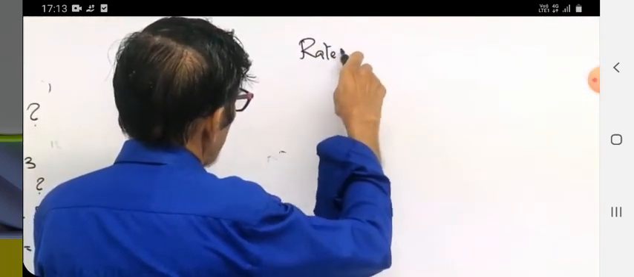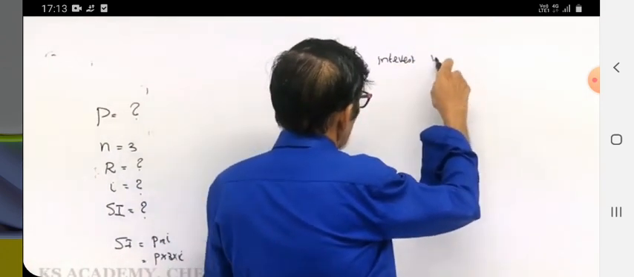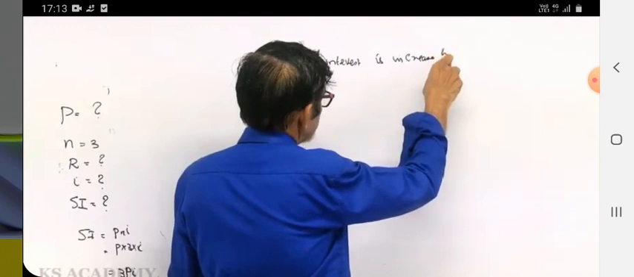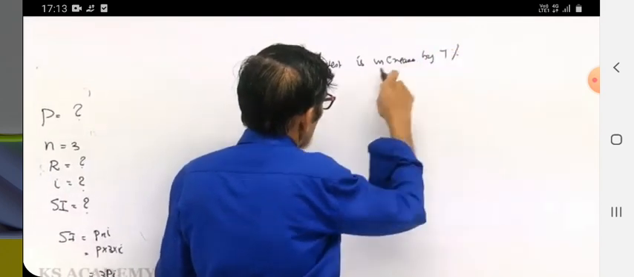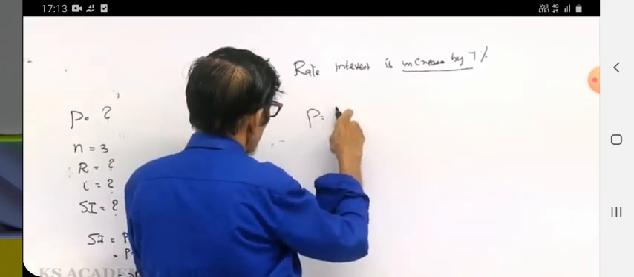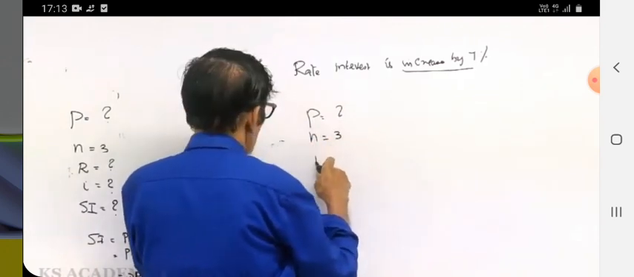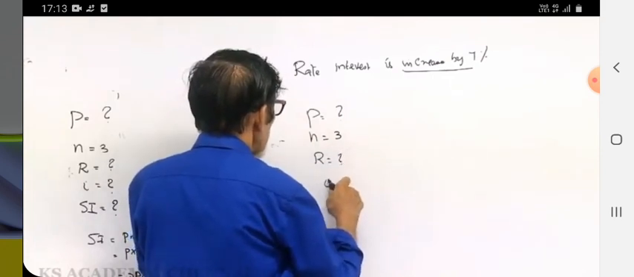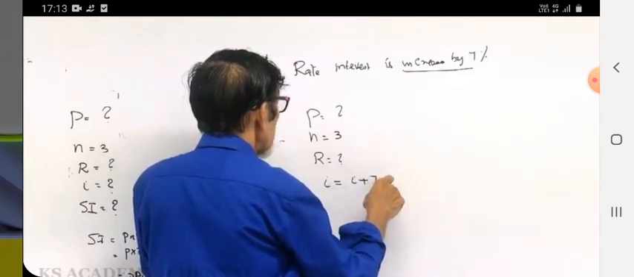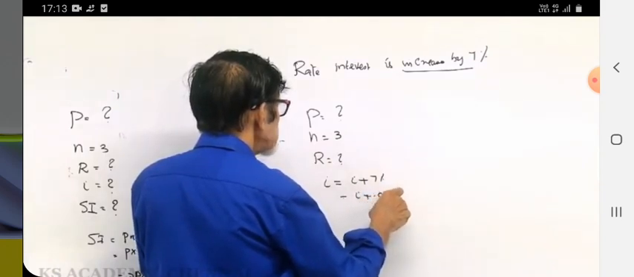Rate of interest is increased. Increased by 7%. P question mark, N 3 years, R question mark, I is equal to I plus 7%. I is going to be I plus 7% in decimal form, not 7.